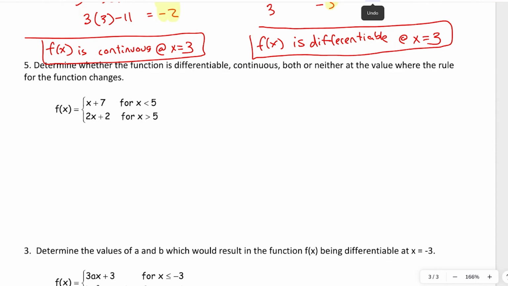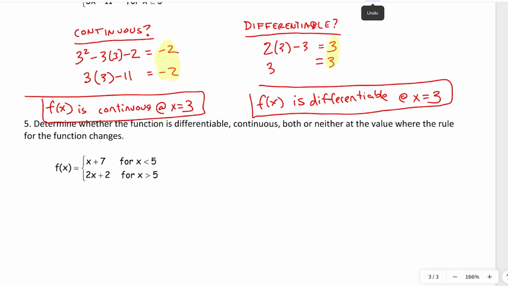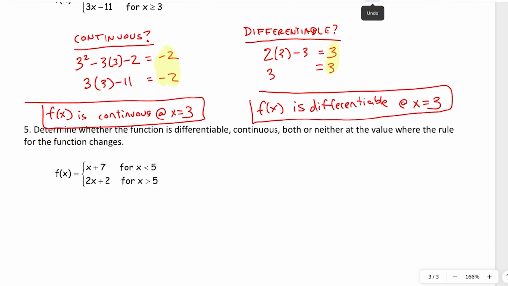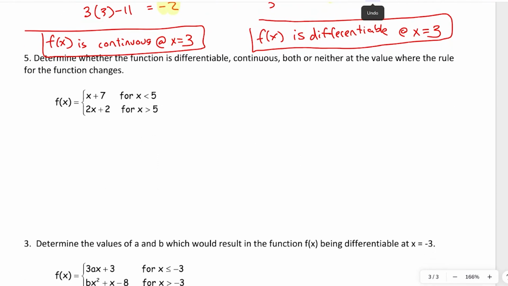Now, we're going to check the same way that we checked the first one. But one thing I want to point out here is that this says that x is strictly less than 5, and this says x is strictly greater than 5. So that means right away we can say that it's not going to be continuous. This is going to be a little deceiving, I think. If we plug in 5 into the first equation, we get 5 plus 7 is 12. And if we plug in 5 to the second equation, we get 2 times 5 plus 2 is 12.